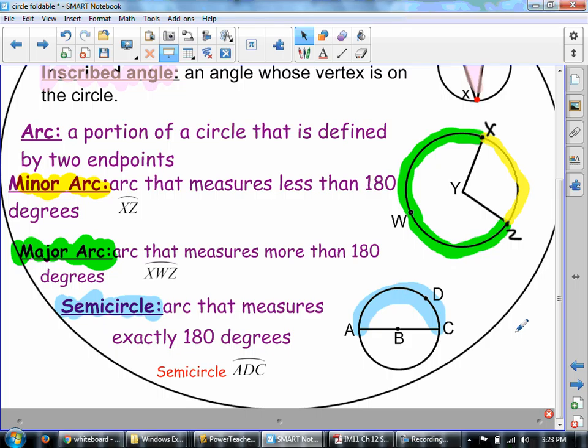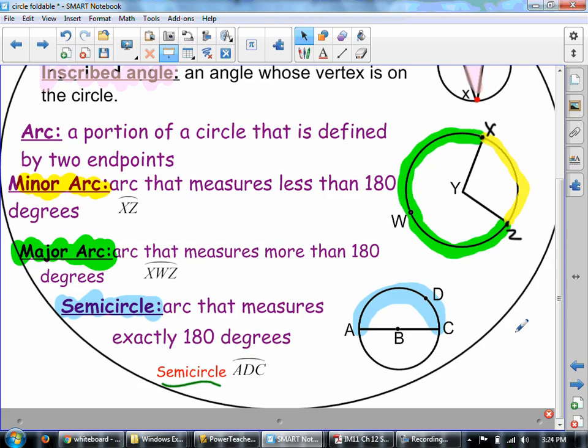Now, just like a major arc, we use 3 letters for a semicircle. So we have semicircle ADC. It doesn't require this, but I like to write the word semicircle in front of the arc. That way I know it's a semicircle and not necessarily a major arc. It's not required, but I think it's pretty good practice to do that.